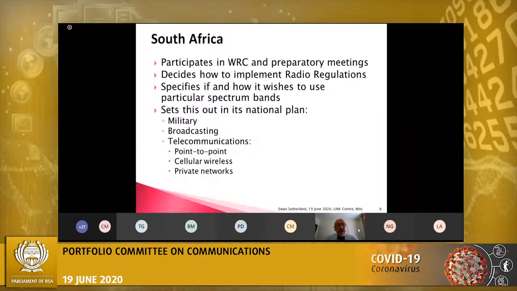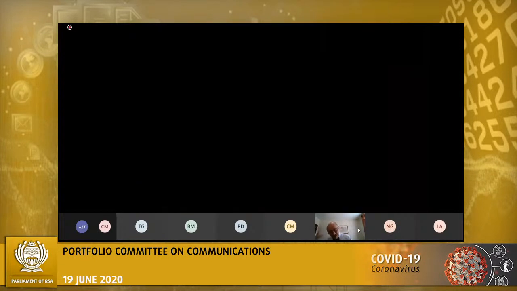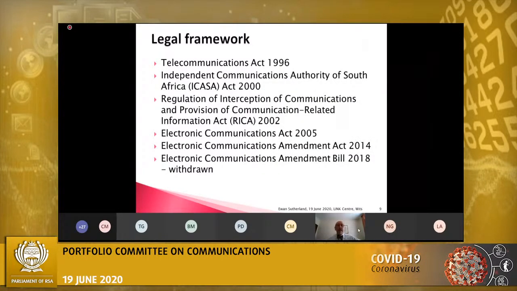Just for the record, the legal framework is there. The Telecommunications Act, now repealed, the ICASA Act back in 2000, and the RICA Act and various amendments. The only bit to draw attention to is the withdrawal of the amendment bill recently, which had spectrum provisions which, because it was withdrawn, can't obviously be implemented, and that will presumably come back at some point. Maybe one of our guests would like to explain that one.